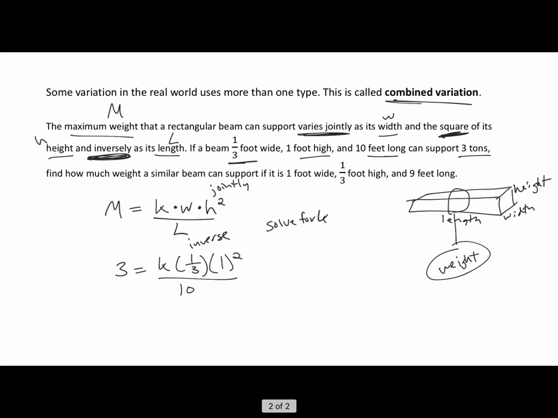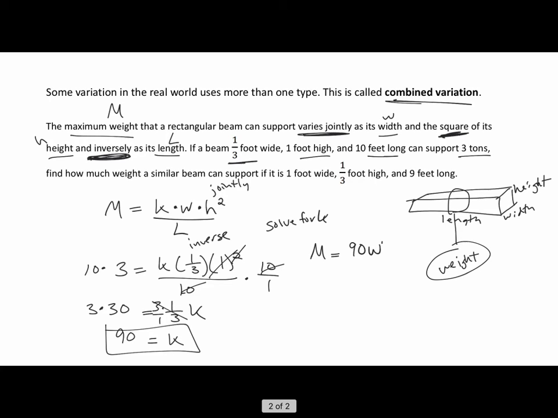Okay, let's solve for k then. There's a lot of stuff going on here. 1 squared is just 1, times 1/3 is just 1/3. And I can multiply by 10 to get rid of that. So let's multiply 10 to both sides so that 30 equals 1/3 k. And then I just need to multiply by the reciprocal. So multiply 3 to both sides, and I end up with 90 equals k. So I've got k. Let me put it into my equation. M equals 90 w h squared over L.